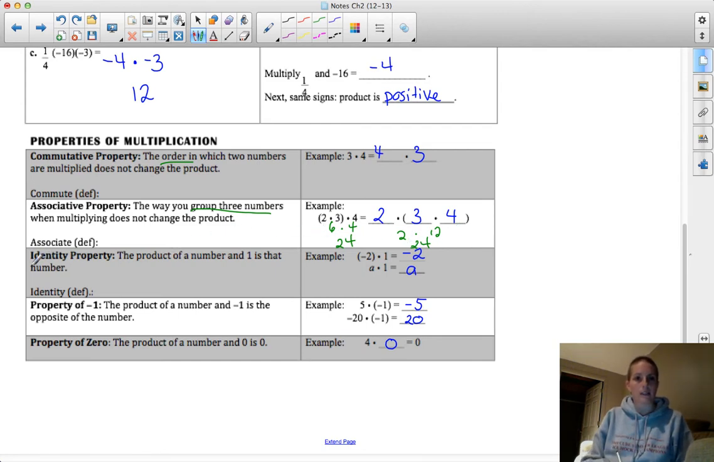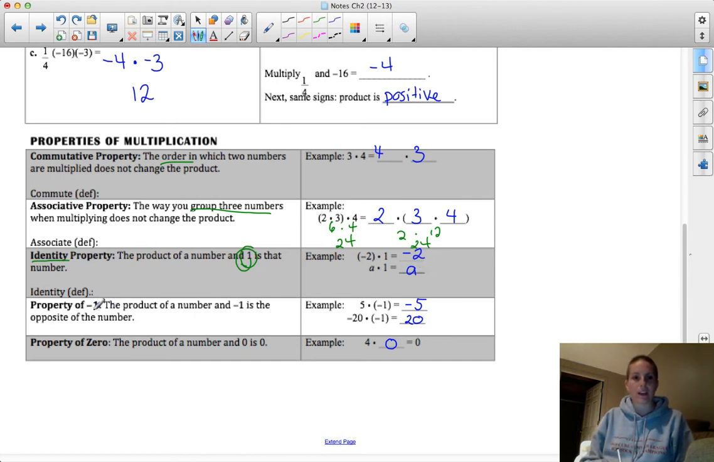We talked in class about the identity property. And remember, with addition, the identity property was adding 0. But with multiplication, the property is multiply by positive 1. So negative 2 times 1 is negative 2, and a times 1 is a.